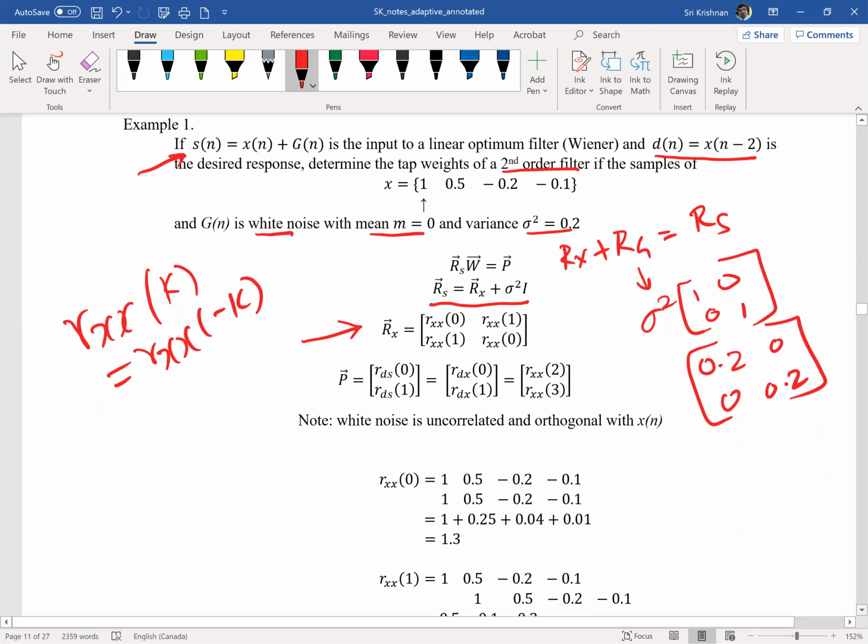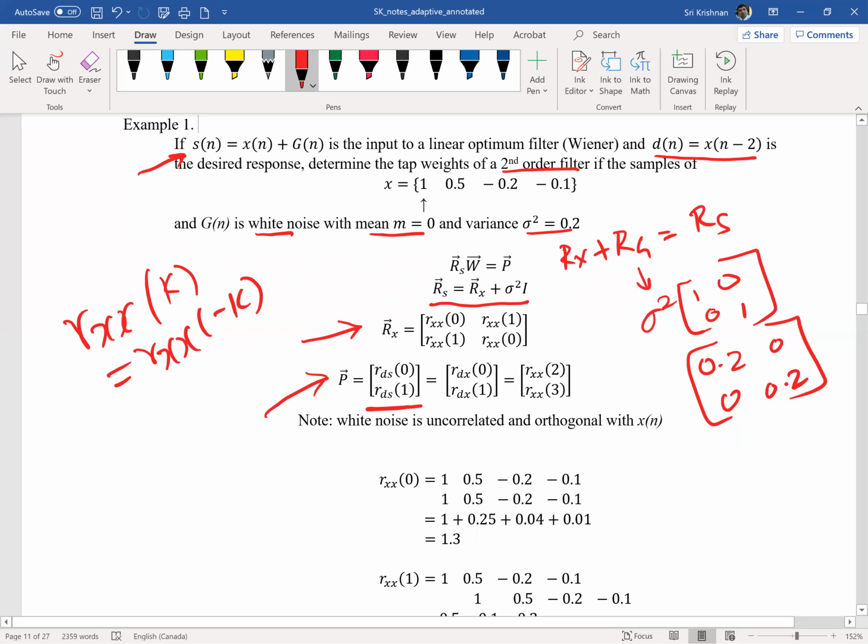The main diagonals are Rxx(0), and the subdiagonal elements are considering the lag values in the parenthesis. Now the next step is to get the cross correlation P going. The cross correlation P is the cross correlation between the desired response and the signal that's entering the filter, in this case S. So Rds(0) and Rds(1) is what we are looking at.